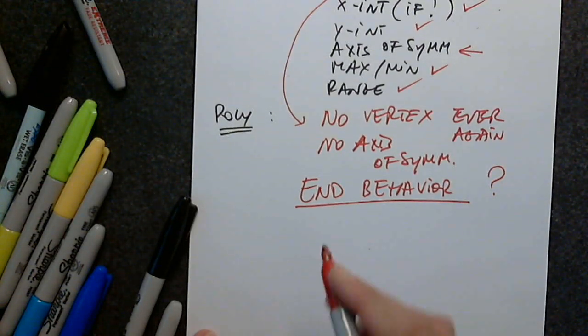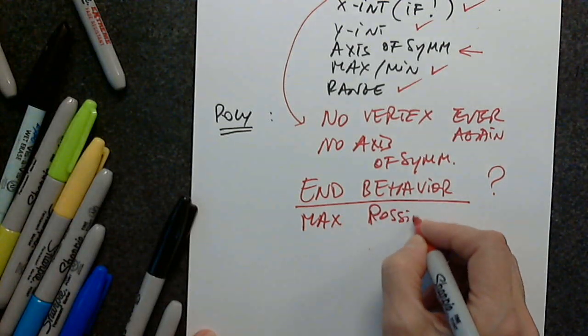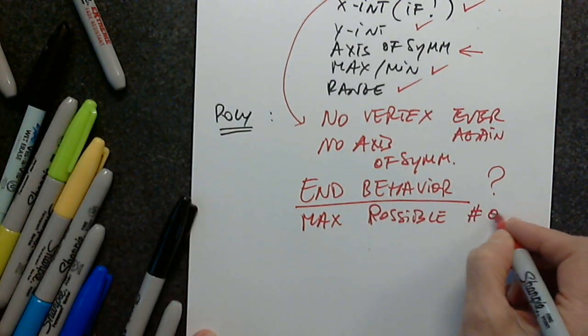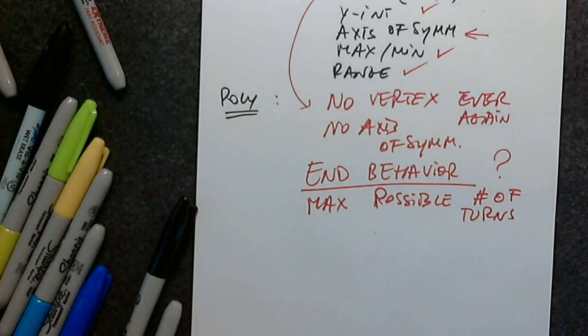We also add here max possible number of turns. Totally new. How many turns does the quadratic function have? Look at my hand. I'm graphing a quadratic function. How many turns does it have? One turn.